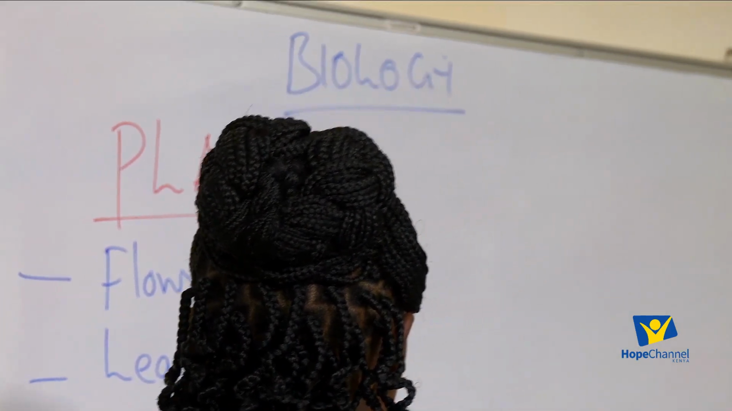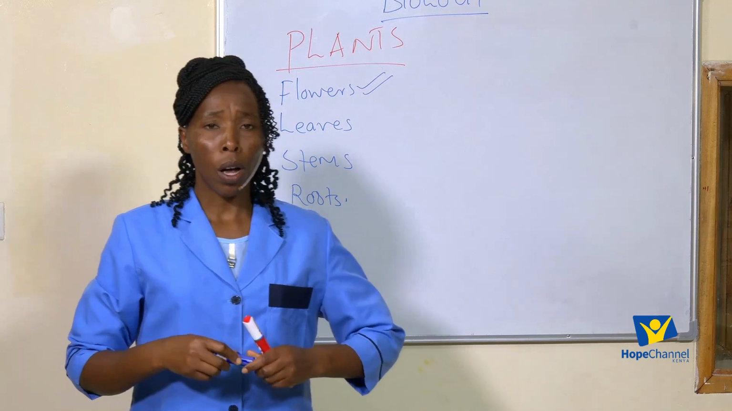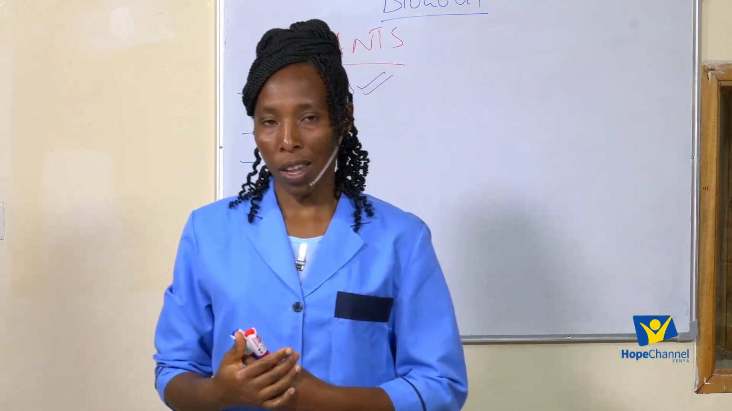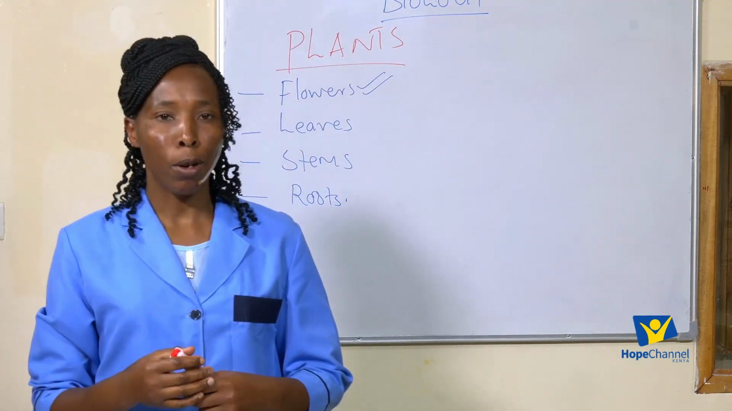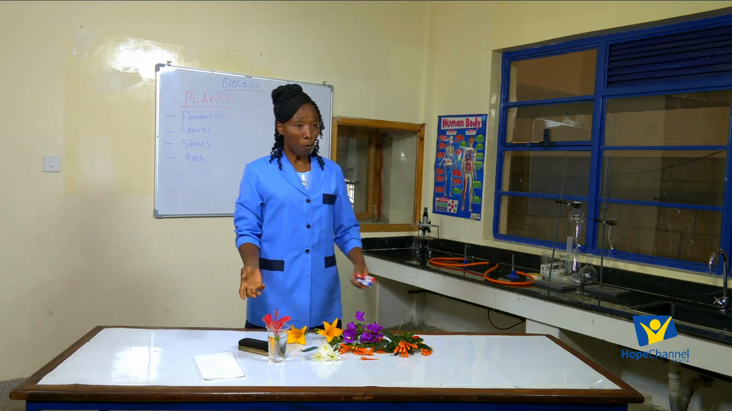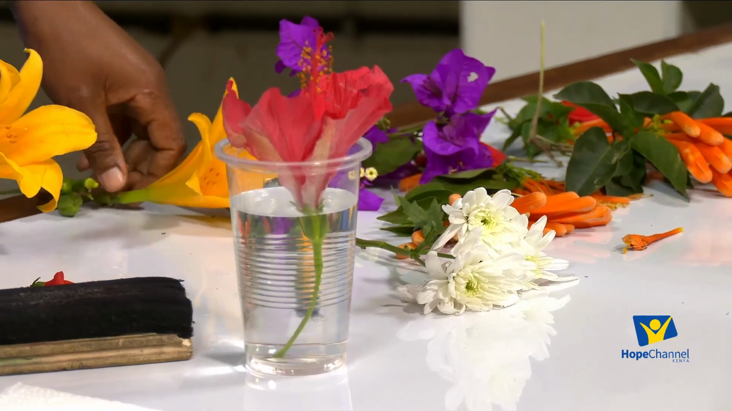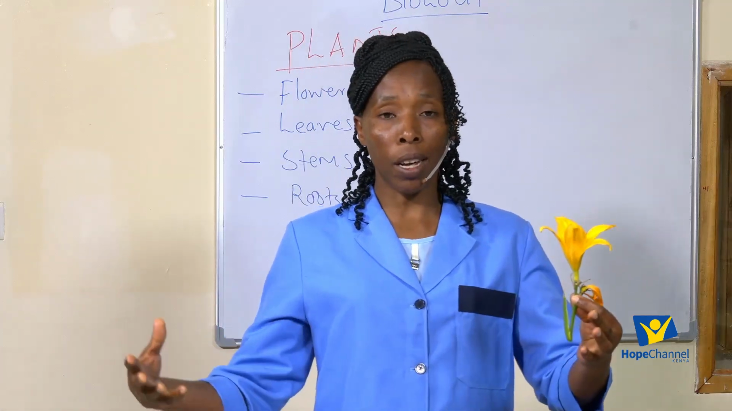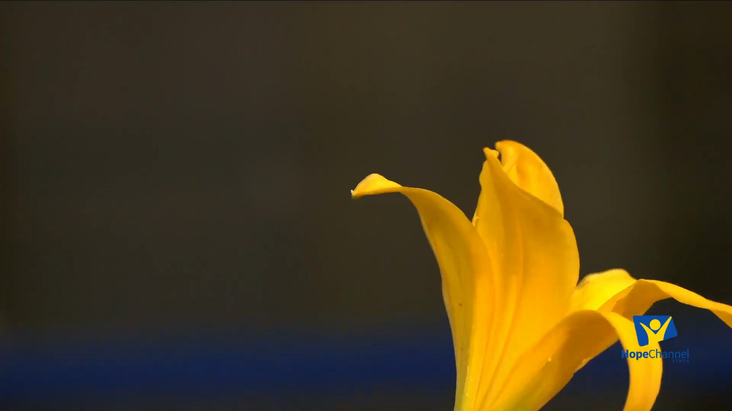Now, for today, I want us to focus on flowers. How many flowers have you come across? The flowers that you've come across, are they of the same color? Are they appealing? Are they attractive? With me here, I have a sample of flowers. These flowers look very nice, very beautiful, and attractive. They have different colors. This is a flower of a given plant. Different plants have flowers of different colors, and we are going to understand why they have different colors.